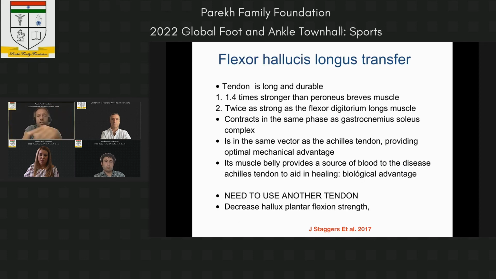The flexor hallucis longus is a long and durable tendon. This is what you told me, Luis. It's 1.4 times stronger than the peroneus brevis, and perhaps I won't use it for insertional problems. It's twice as strong as the flexor digitorum longus. It has two advantages. One mechanical, that it goes in the same vector as the Achilles tendon, and one biological, because it provides blood to the diseased Achilles tendon. The problem is that you need to use another tendon and also decrease the plantar flexion strength. That's why we use the other technique.